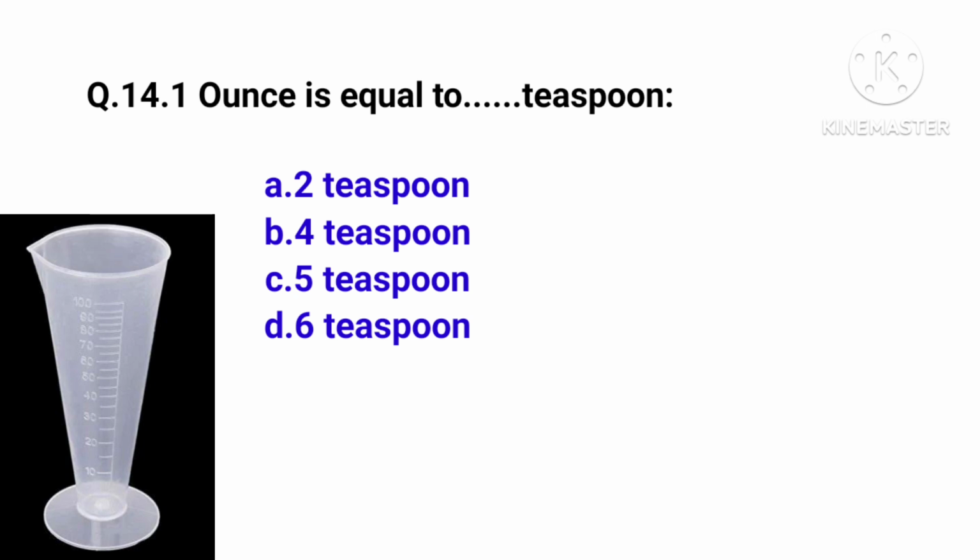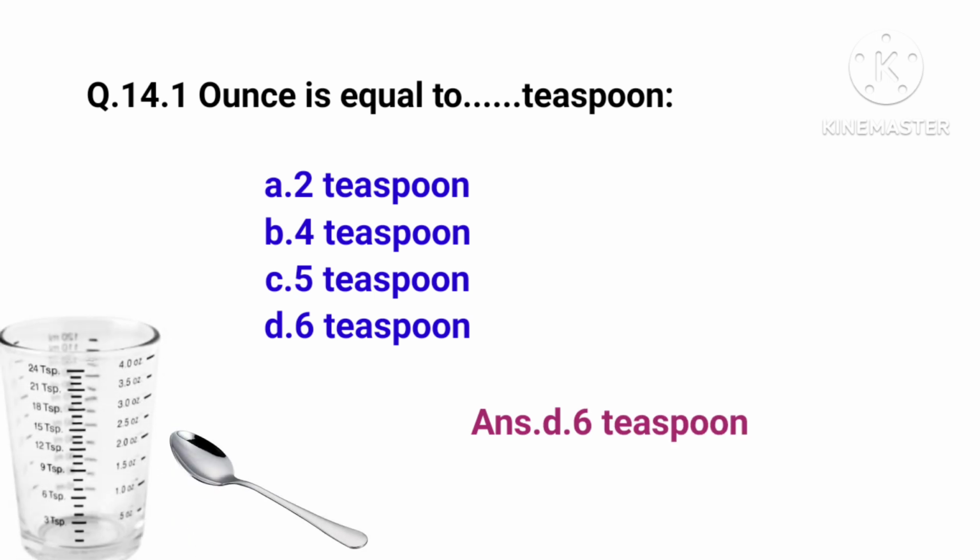1 ounce is equal to which teaspoon? 2 teaspoon, 4 teaspoon, 5 teaspoon or 6 teaspoon? 1 ounce is equal to 6 teaspoon. So here option D is the right answer.